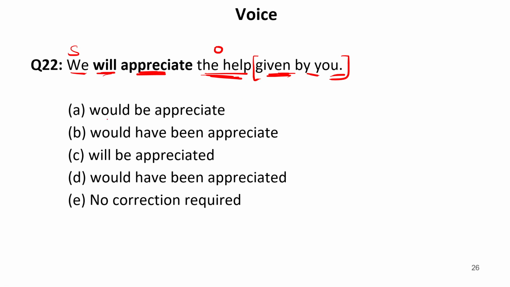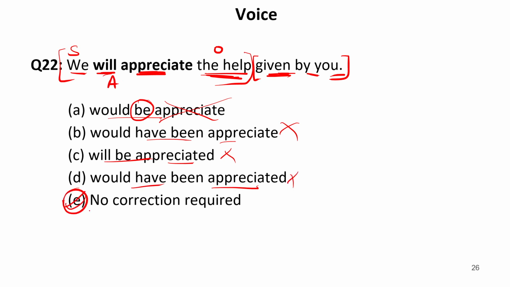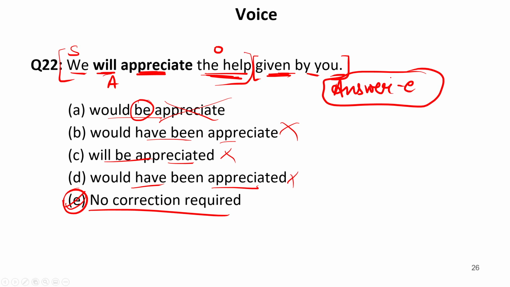Now let us see the options. Would be appreciate? No, we cannot write would be appreciate, because after be we can either have the ing form or the third form. So this is not the correct structure. Would have been appreciate? No. Will be appreciated? No, because the sentence is in active voice. Would have been appreciated? No. The correct answer is no correction required. So our answer is E, that is, the sentence which is given to us is absolutely correct.